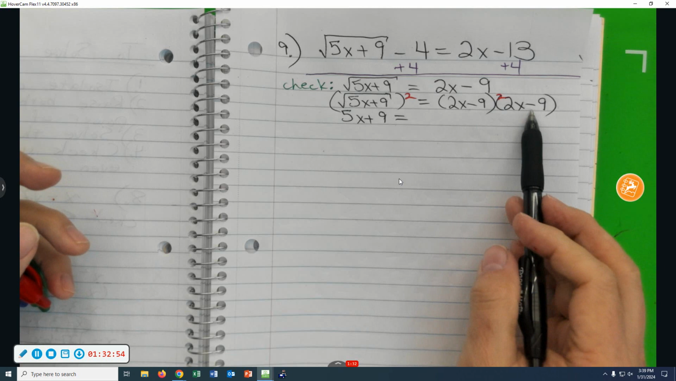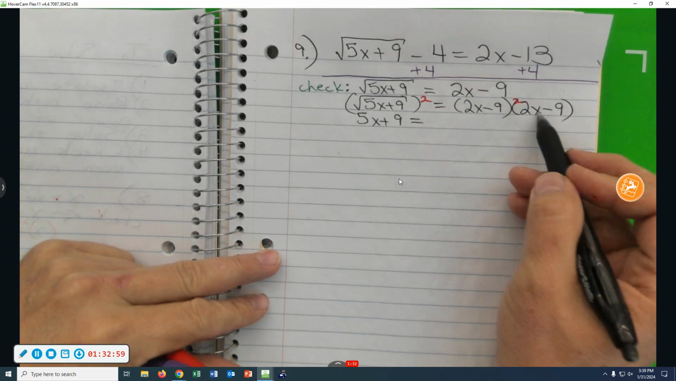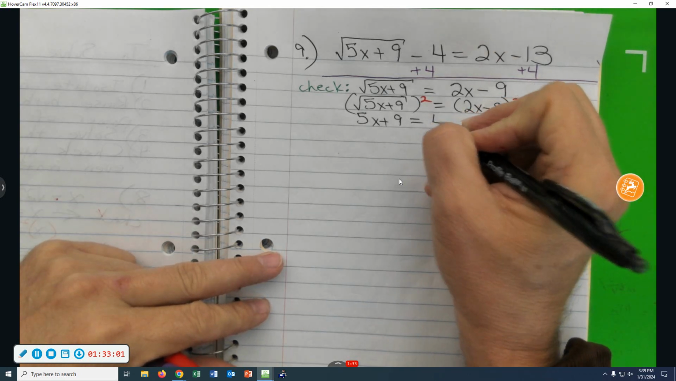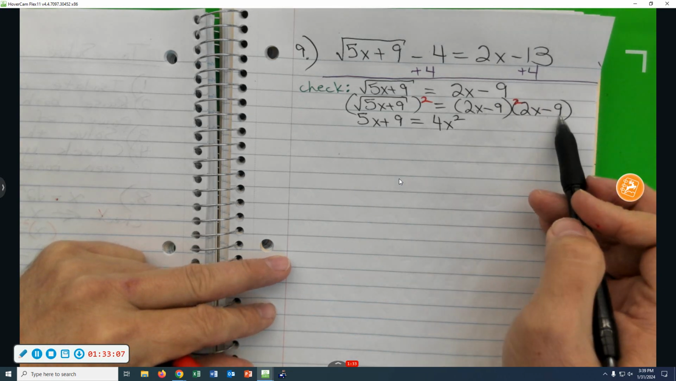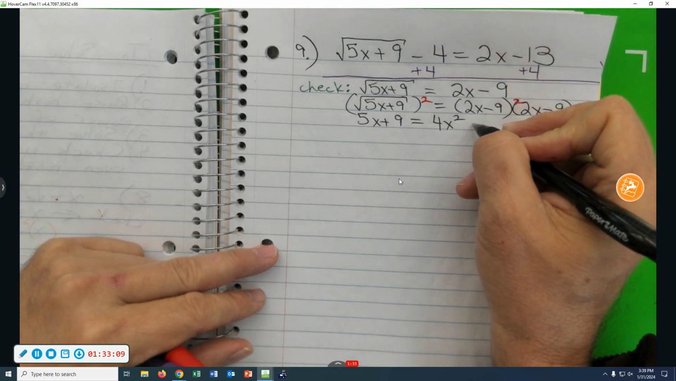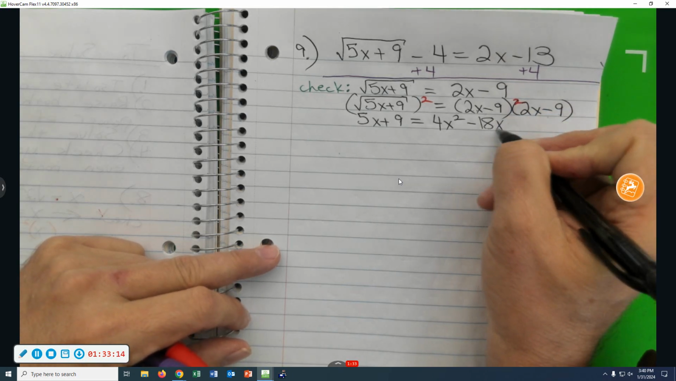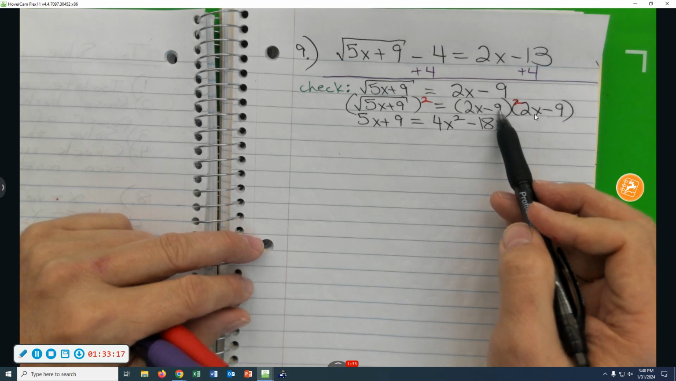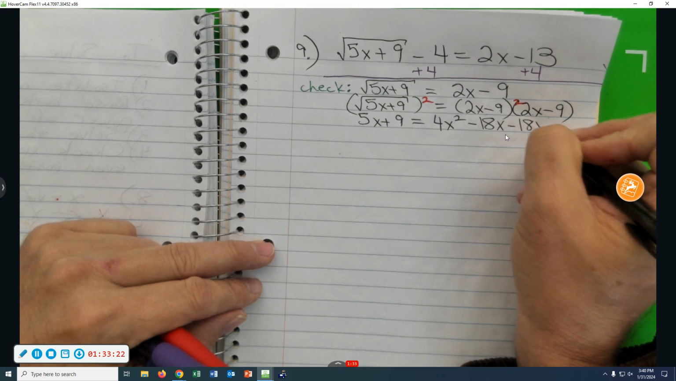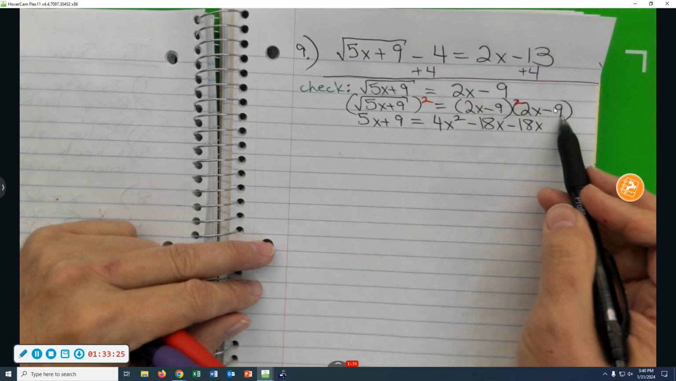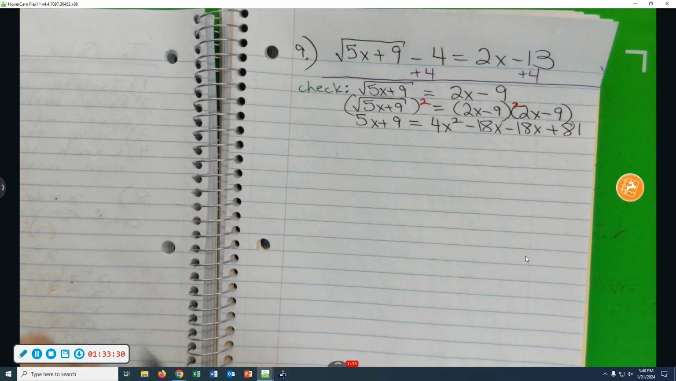2x minus 9 times 2x minus 9. Let's start FOILing. First, 2x times 2x, that's a 4x squared. Outer, 2x times a negative 9 is minus 18x. What about the inner? Negative 9 times 2x. Minus 18, another minus 18x. What about negative 9 times negative 9? Positive 81.